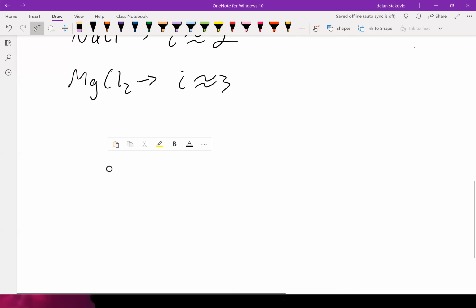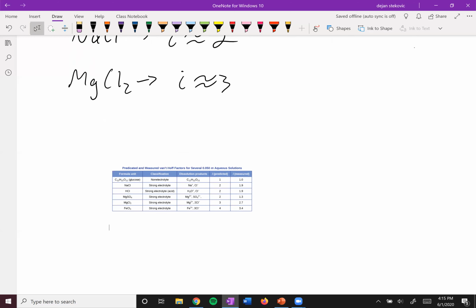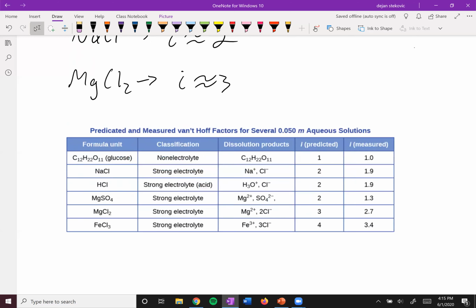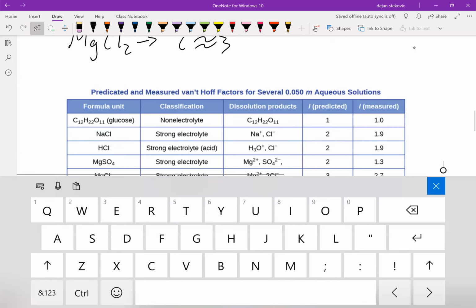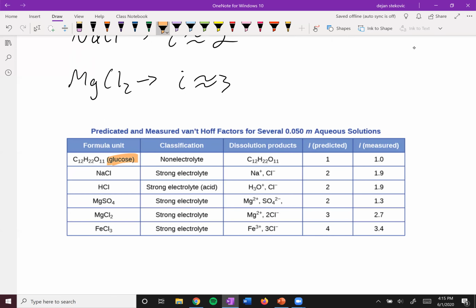And so here's a table of some data here. And you can see overall these predictions are pretty good, right? Glucose, right here's the measured, here's the predicted. They match really nicely. Something like sodium chloride, you'd predict 2, but really it's only 1.9. And then you can kind of see so on and so forth, right? This one's 2 and 1.9 again. And then we have some variations, 2 and 1.3. Down here, iron chloride, right? You'd predict 4, but really it's 3.4 when you actually measure it.